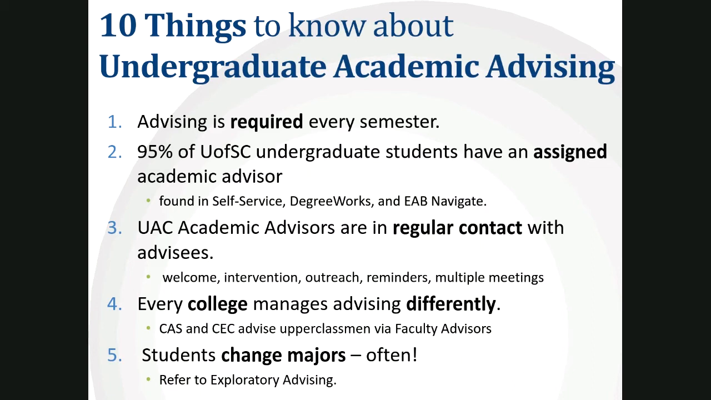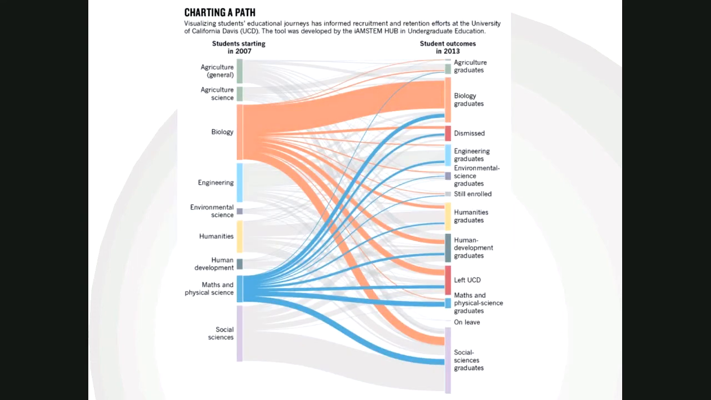Students change their major often, and this is a graphic that kind of illustrates that. This is from the University of California, Davis. Unfortunately, we do not have the same data yet at the University of South Carolina, Columbia, but we're working on it. But basically what this shows, if you look at the far left-hand corner, these are students that, for example, started their freshman year in biology. And look to the right, you can see the students who stayed in biology and graduated from that major, but then all the other paths that students have taken. So some students were dismissed, some moved to engineering, some move to the social sciences.